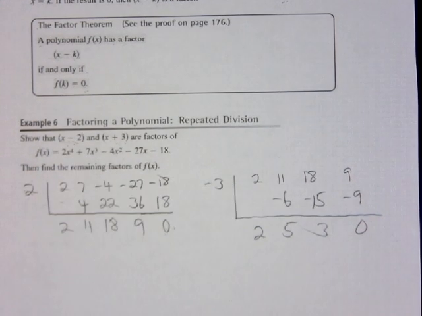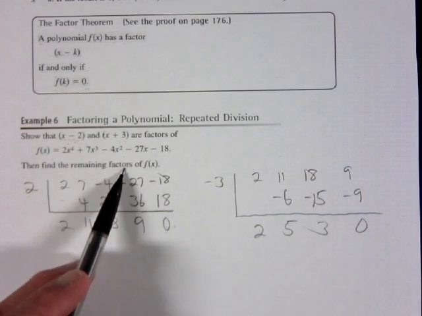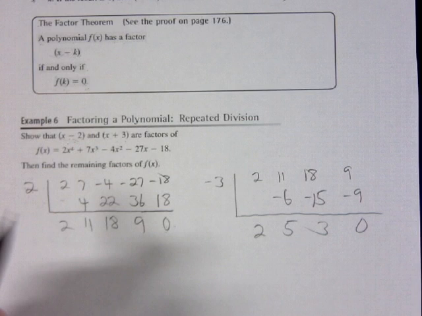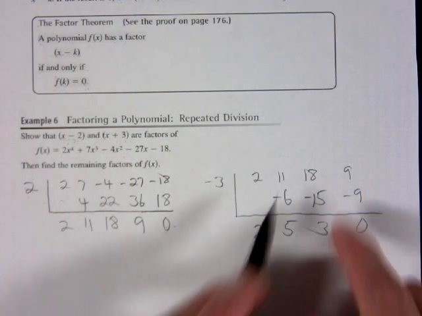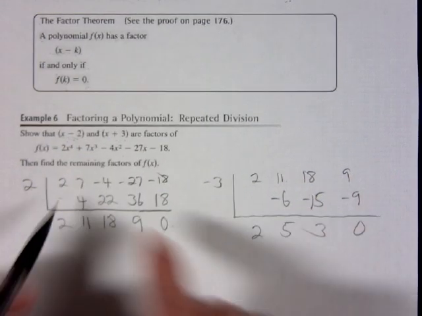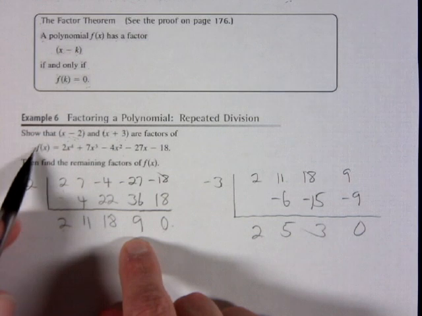But now, what about the remaining question? The next question is, find the remaining factors. One thing that I kind of blew past that I didn't really show here is, why was I using 2, 11, 18, and 9? Well, this would be a factor of this, dividing it out.